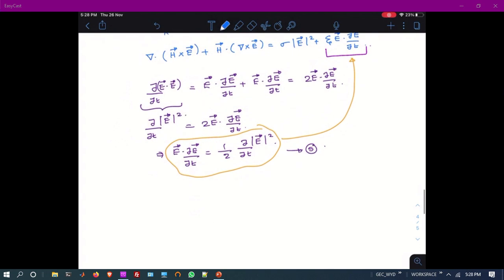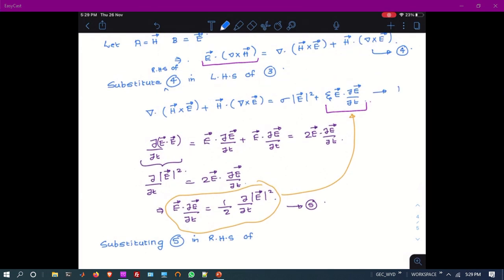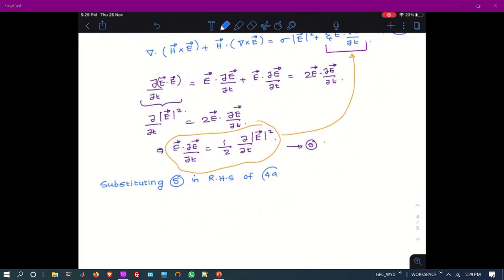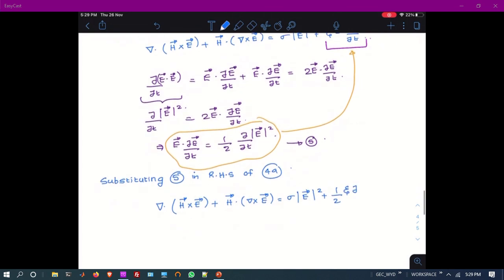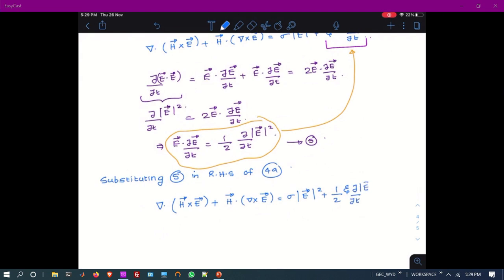So I can write, substituting equation number 5 in the RHS of, let's say this is equation number 4a, you will get del dot H cross E plus H dot del cross E is equal to sigma magnitude of E squared plus 1 by 2 epsilon dou by dou t of magnitude of E squared.